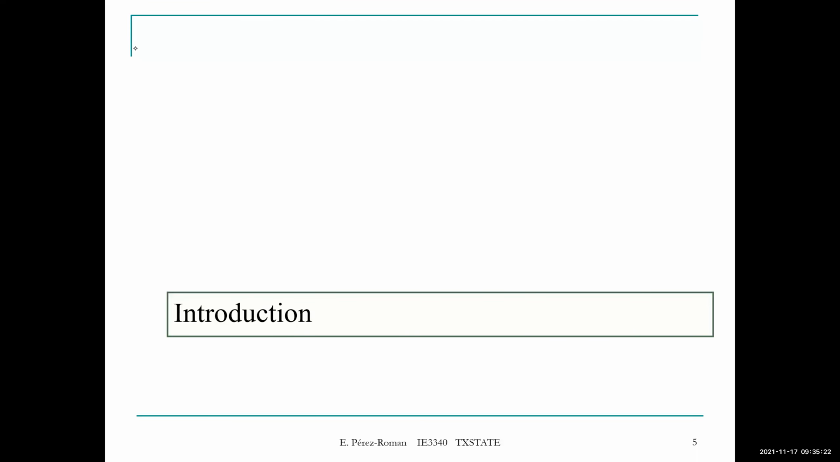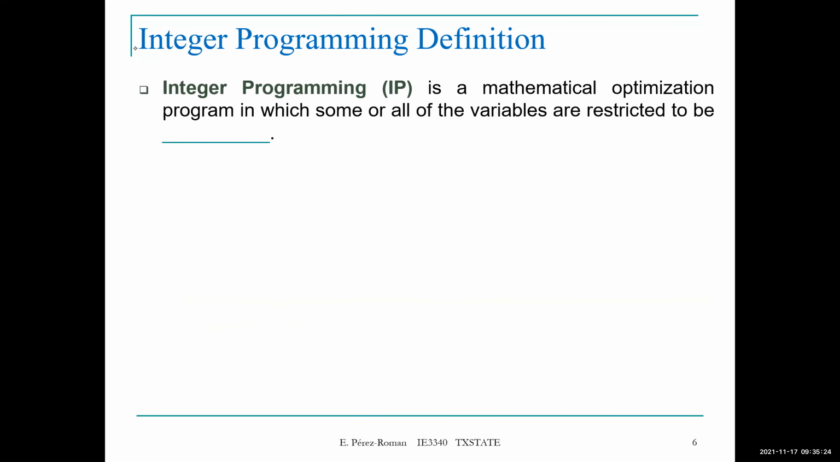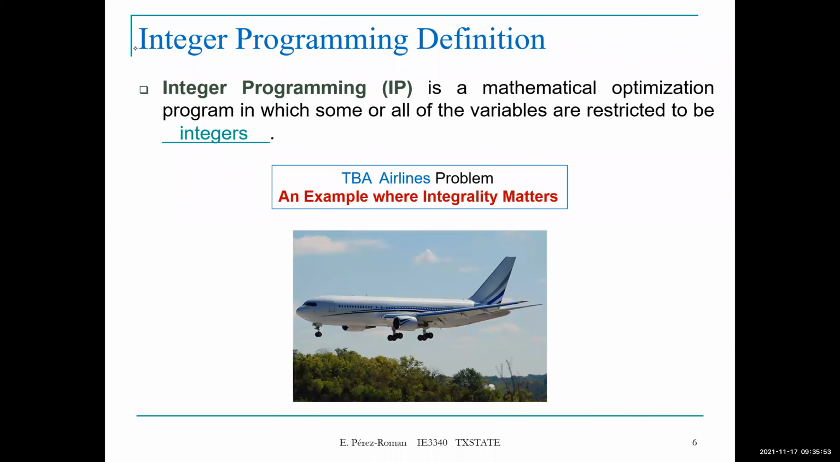So let's look at the introduction. Integer programming is a mathematical optimization program in which some or all of the variables are restricted to be integers. So you will see when we get into the different type of integer programming models that there are the pure integer programming models. And there's also the mixed integer, which allows you to have some decision variables that can assume fractional numbers, and some of the decision variables that are going to be restricted to be integer.